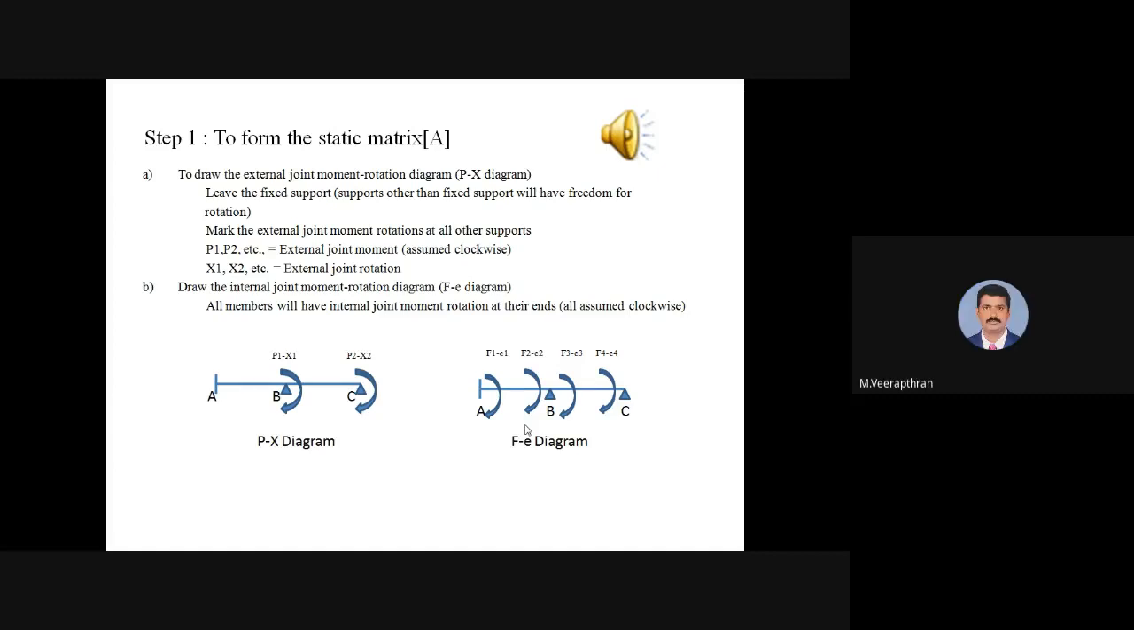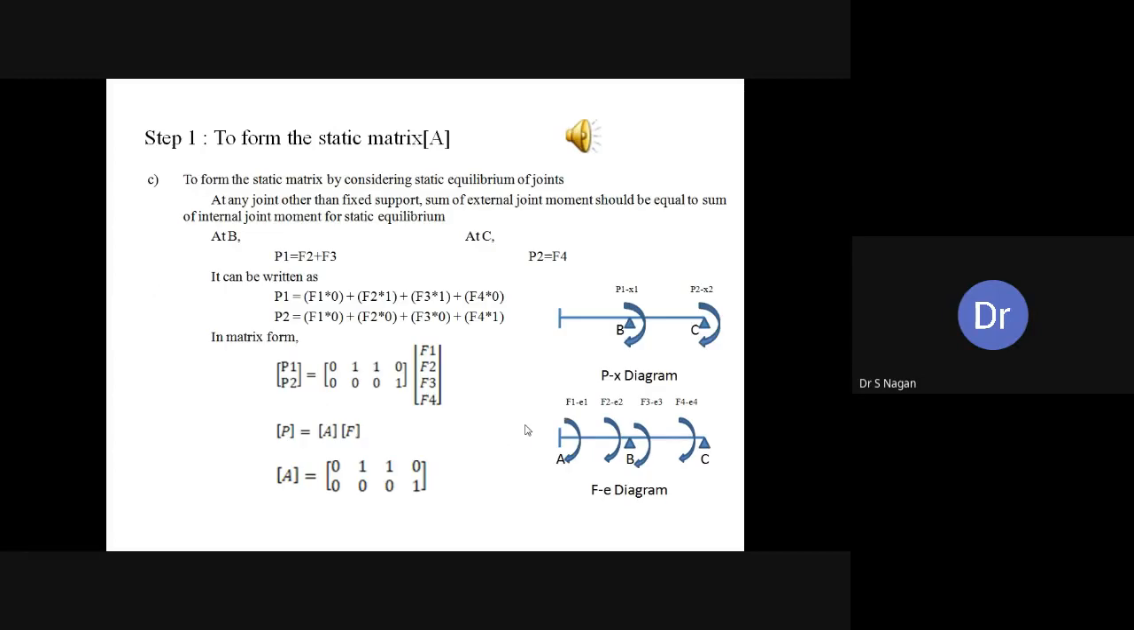Yes, sir. Okay. Now we need to compare these two diagrams to form the static matrix. So we need to compare. While comparing, also leave the fixed support. We leave the fixed support because here we can't compare. Here we don't have any external joint moment. Here we have internal joint. So we leave the fixed support.